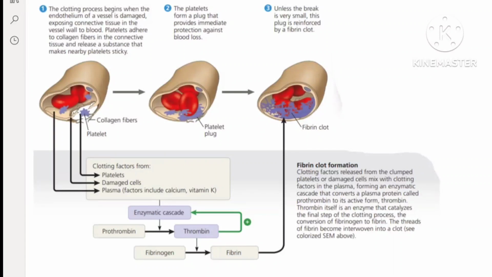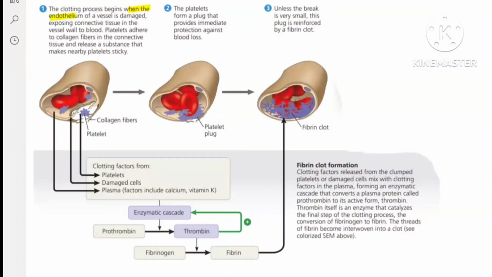See one thing, endothelium. If you remember, we discussed blood vessels have three layers: tunica externa, tunica media and tunica interna. Tunica interna means tunica intima, which is made up of endothelium. And tunica externa has connective tissue like collagen fiber. So here you focus carefully.